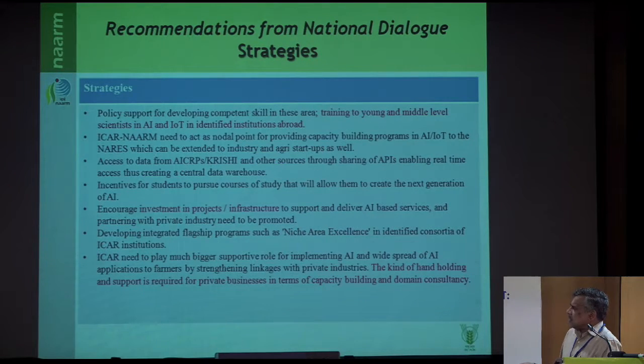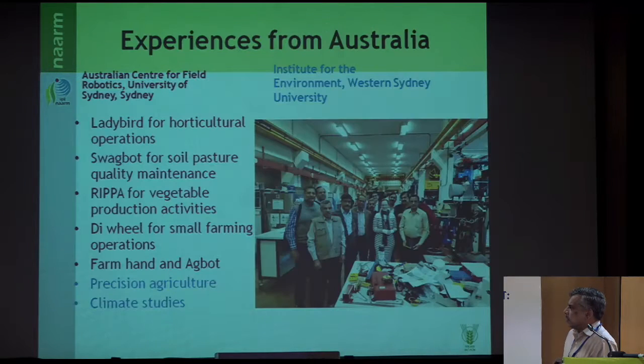For the strategies, the main recommendation was training young and middle-level scientists in AI and IoT in identified institutions abroad. And then investment in projects and infrastructure. For example, our national fund and the other funds can give some kind of boost, and hand-holding and support is required for private businesses in terms of capacity building and domain consultancy. So some kind of startups and those kinds of things.